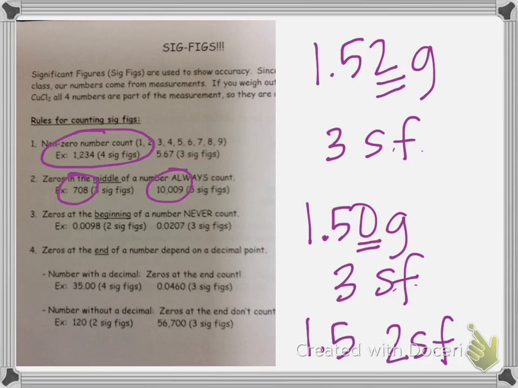Now, rules 3 and 4 is when it gets a little bit tricky. It's zeros that come at the beginning and at the end of a number. At the beginning, your rule is that they never, ever count, ever. So in the number 0.0098, those zeros that come before the 9 are not significant. The 9 and the 8 are. So this number has 2 sig figs. In the number 0.0207, the sandwiched in 0, that 0 is significant because it's in between 2 other numbers. The 0.0 is not significant, but the 207 is.